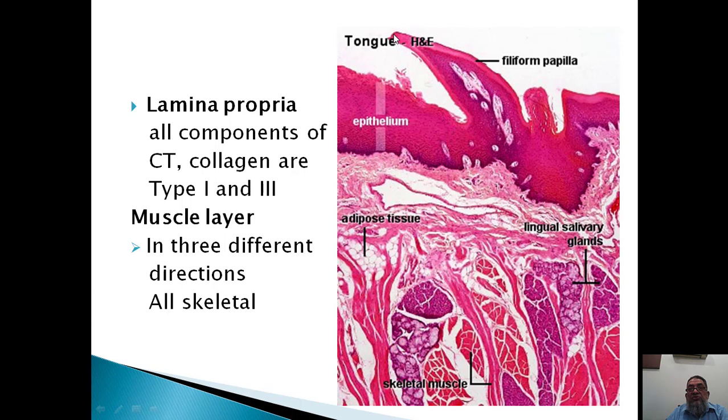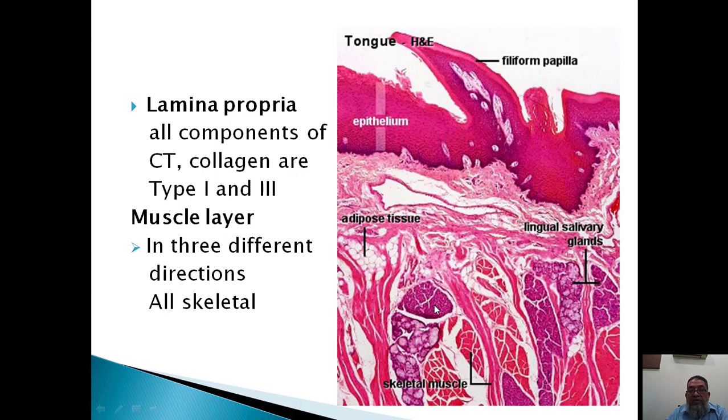Look at the picture. So this is the tip. Lamina propria also invaginates toward the tip. Stratified squamous non-keratinized epithelium, and lamina propria. All the tissue elements, that is the fibers: collagen, elastic, reticular fibers, then the fibroblasts, plasma cells, macrophages, lymphocytes, as well as the blood vessels and nervous tissue, are all present within this lamina propria.